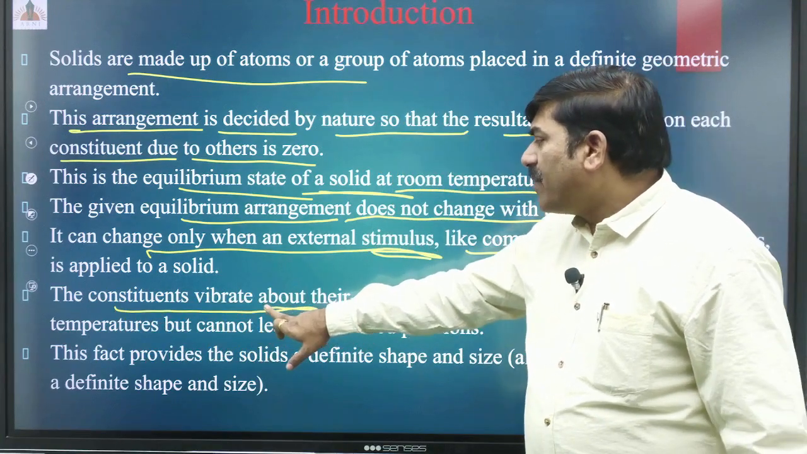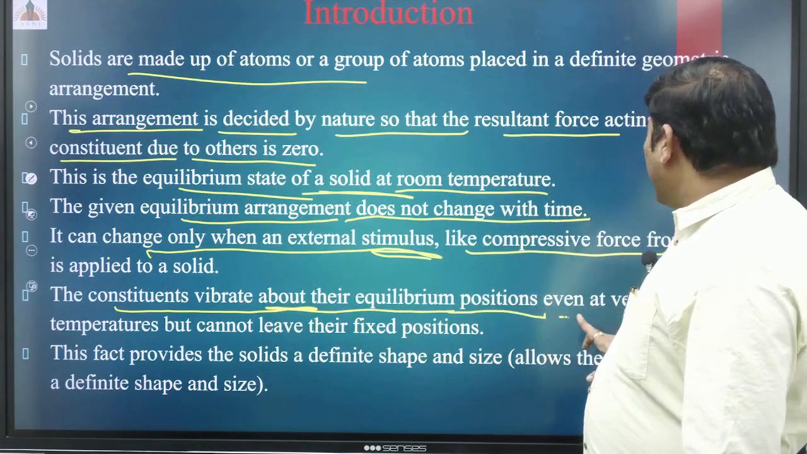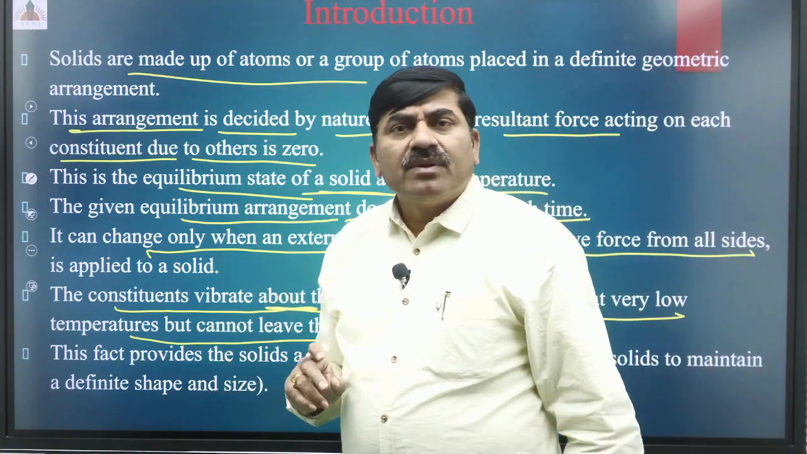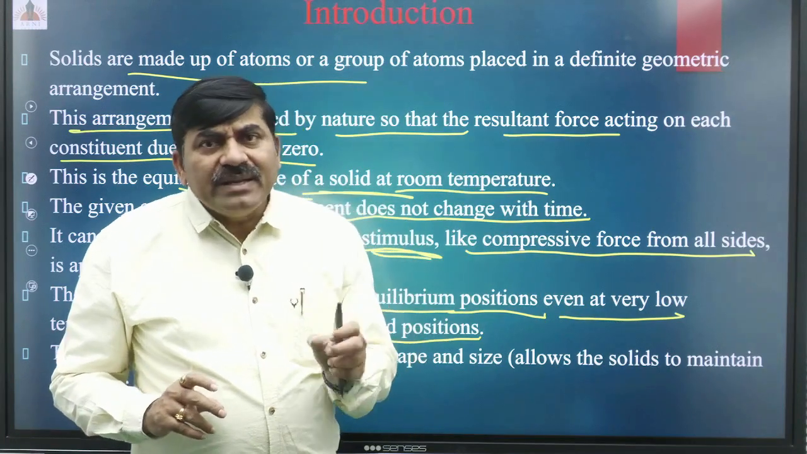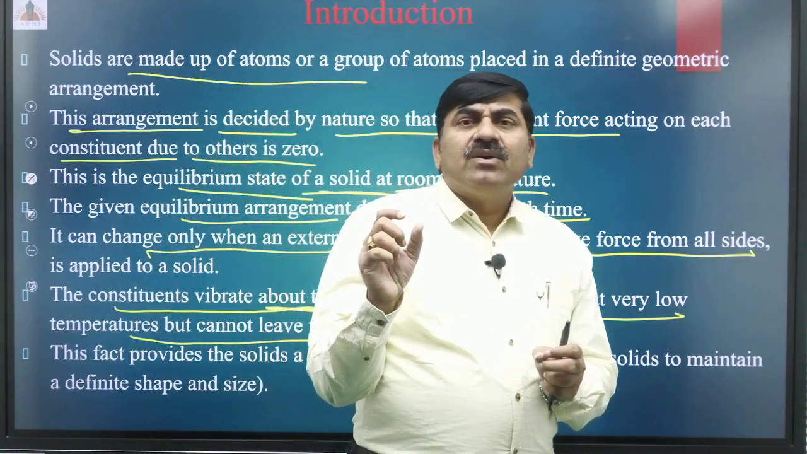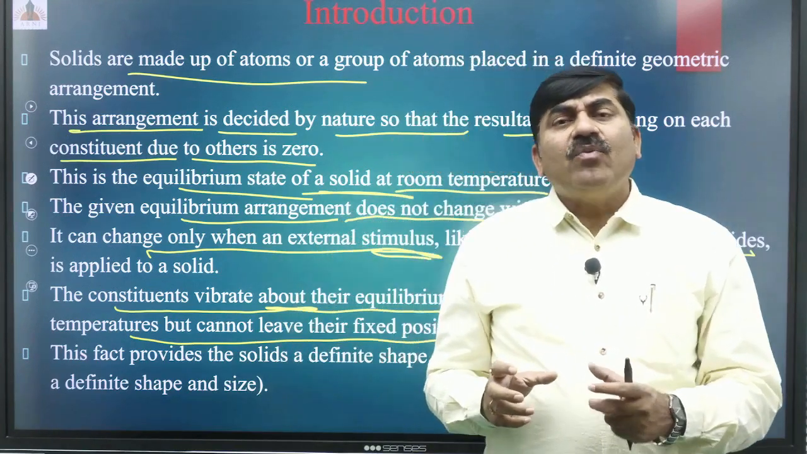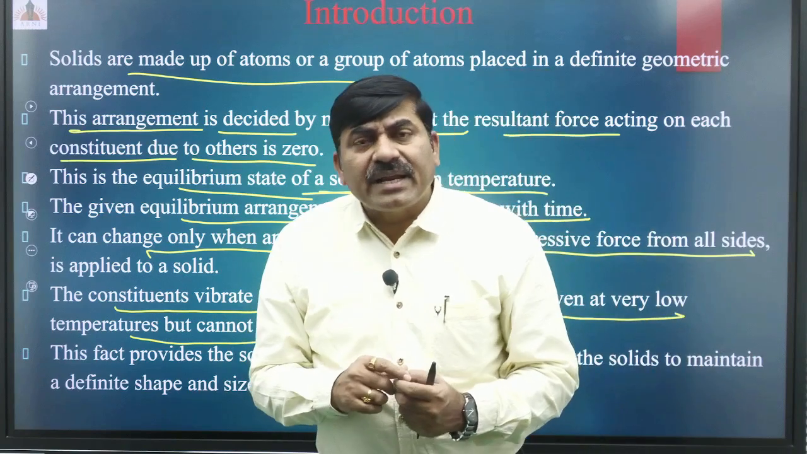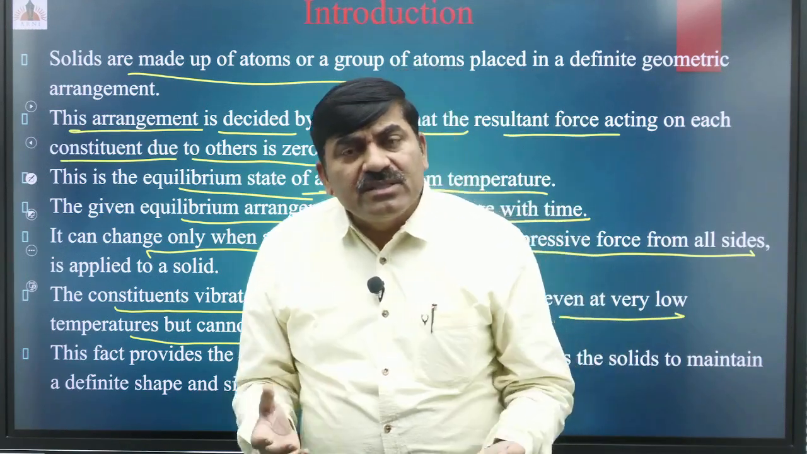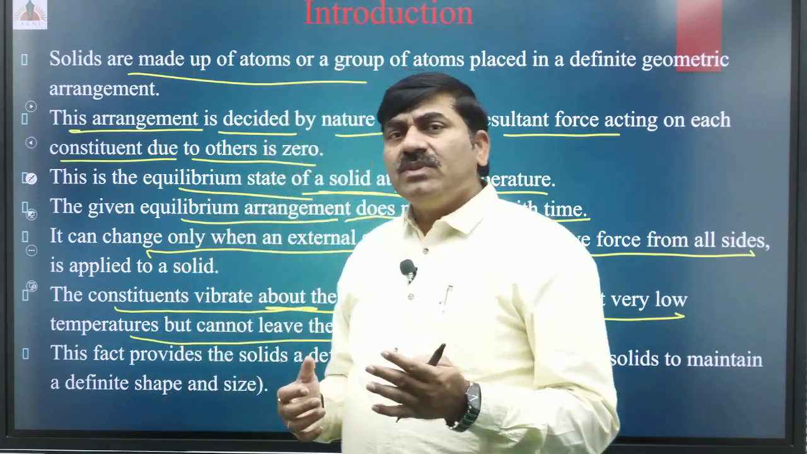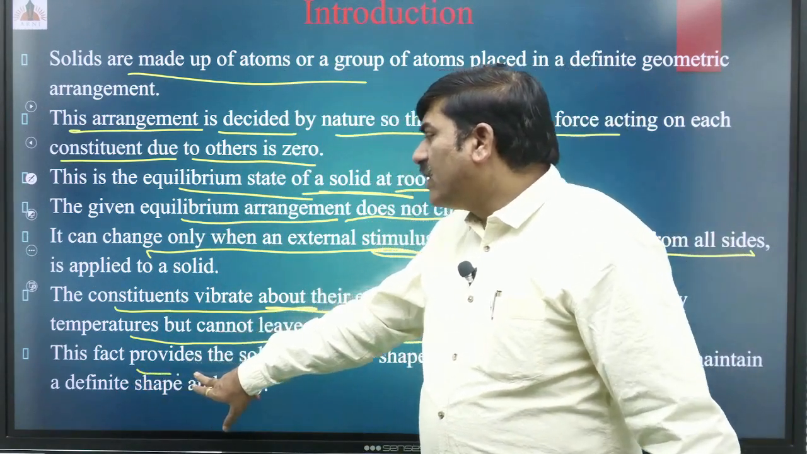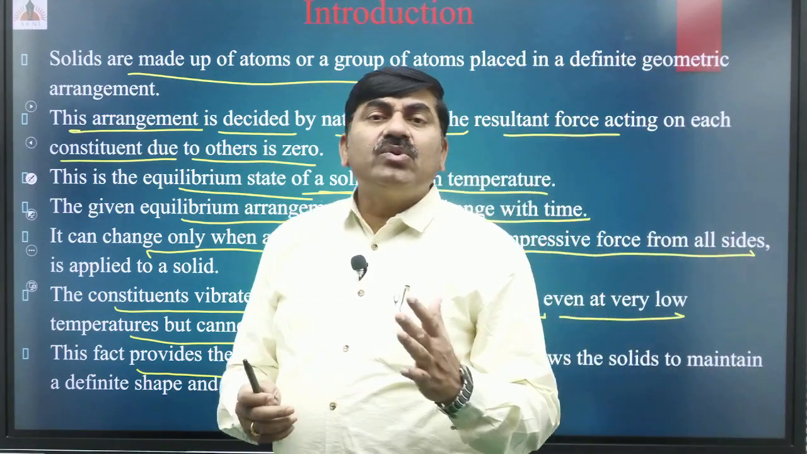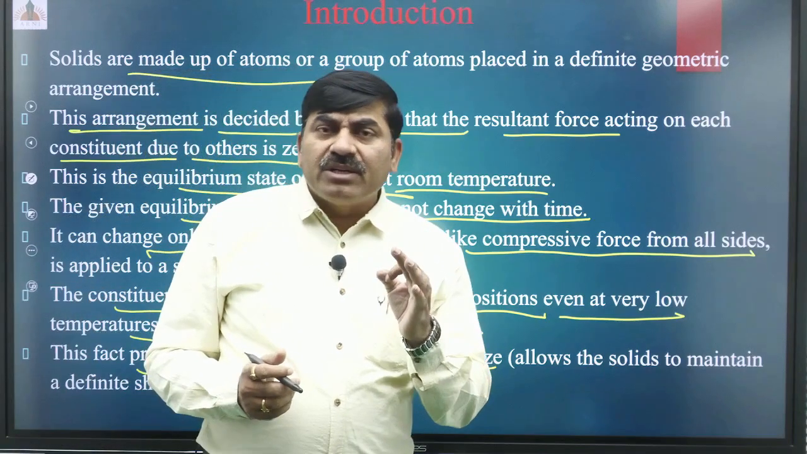The constituents vibrate about their equilibrium position even at very low temperature, but cannot leave their fixed position, because in a solid state, the particles in the solid have fixed distance between them, and if external force is acting, then only the internal structure will change. In this chapter, we are going to study all these things. In fact, the solid has definite shape and size, and that is why the solid has a particular shape and particular size.